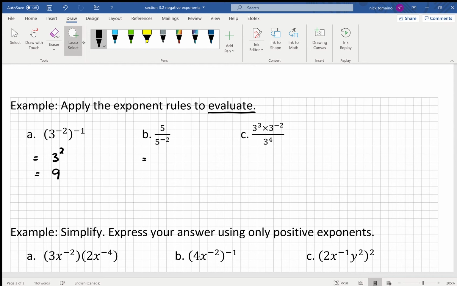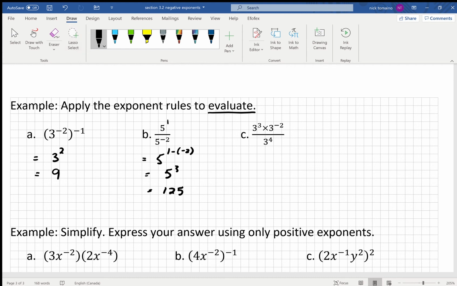Okay, next one here. We're dividing, so we're going to subtract exponents. Just remember, there's a 1 there. So we have 5 to the 1 divided by 5 to the negative 2. We're going to subtract exponents. Remember, 2 negatives make a positive, and that's equal to 5 to the 3, which is 125.